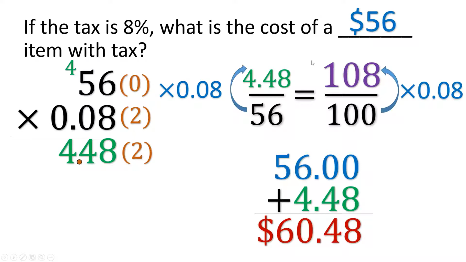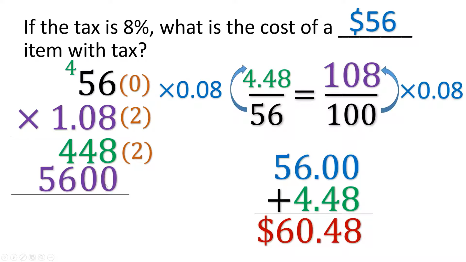Now just to point out our method 2, where we do 100%, so this becomes 1.08. What would happen is you do the math here, and then you would add these 2 together and you'd still get the same answer.